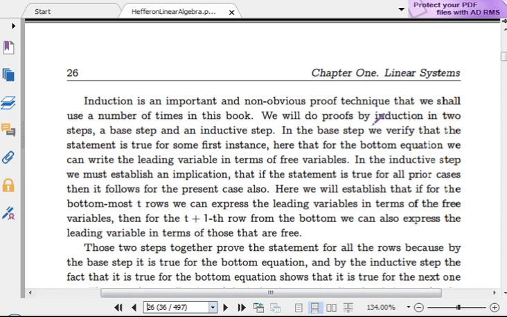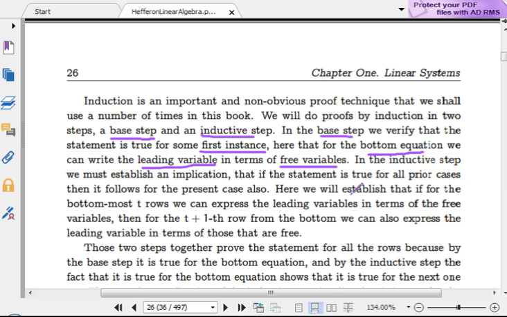All right. So in this case, we're going to do induction in two steps, as always in induction, a base step and an inductive step. In the base step, we verify that the statement is true for some first instance. Here, that for the bottom equation, we can write the leading variable in terms of free variables. In the inductive step, we must establish an implication that if the statement is true for all prior cases, then it follows for the present case also.